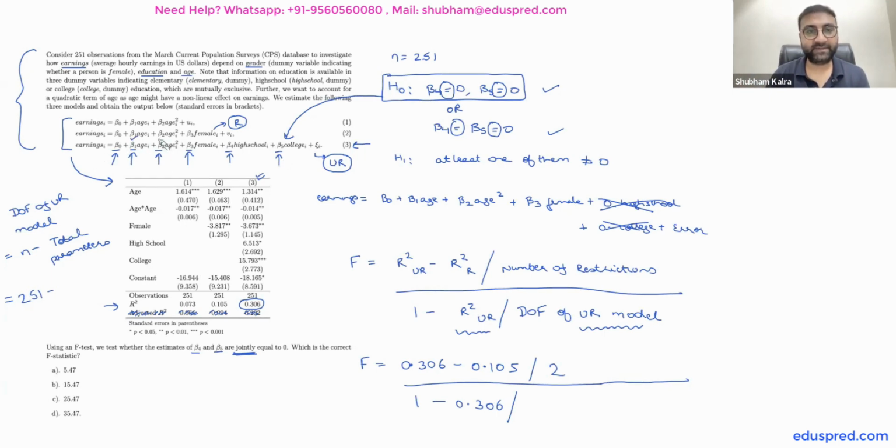They just count beta 1, beta 2, beta 3, beta 4, beta 5, and then they end up writing 251 minus 5. No, you have to count the total parameters, which also includes your intercept parameter. So your total parameters over here are actually equal to 6. So this is 251 minus 6, which is equal to 245. So you're going to put 245 over here. And when you solve this, you will get that F is equal to 35.47. That means your right answer is part number D.